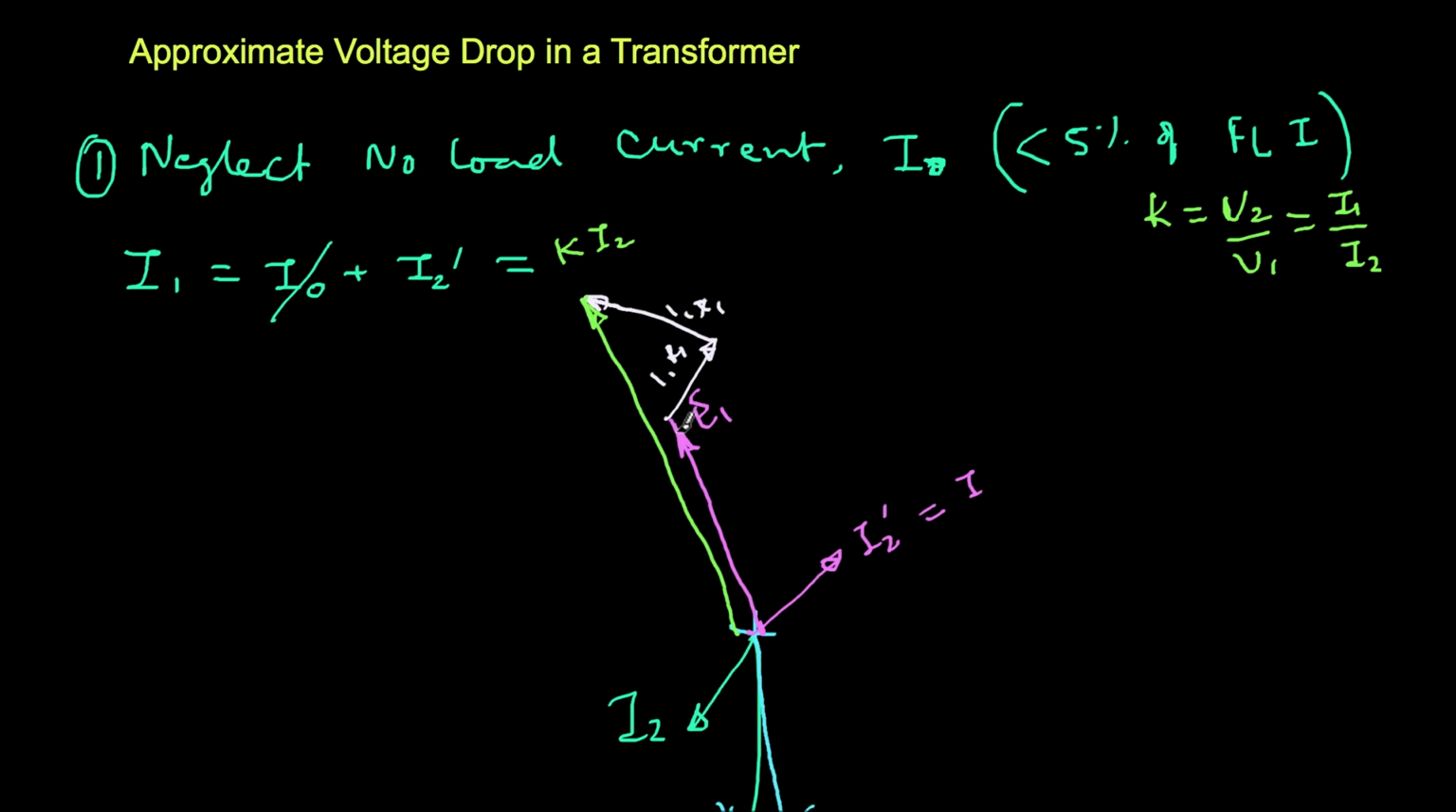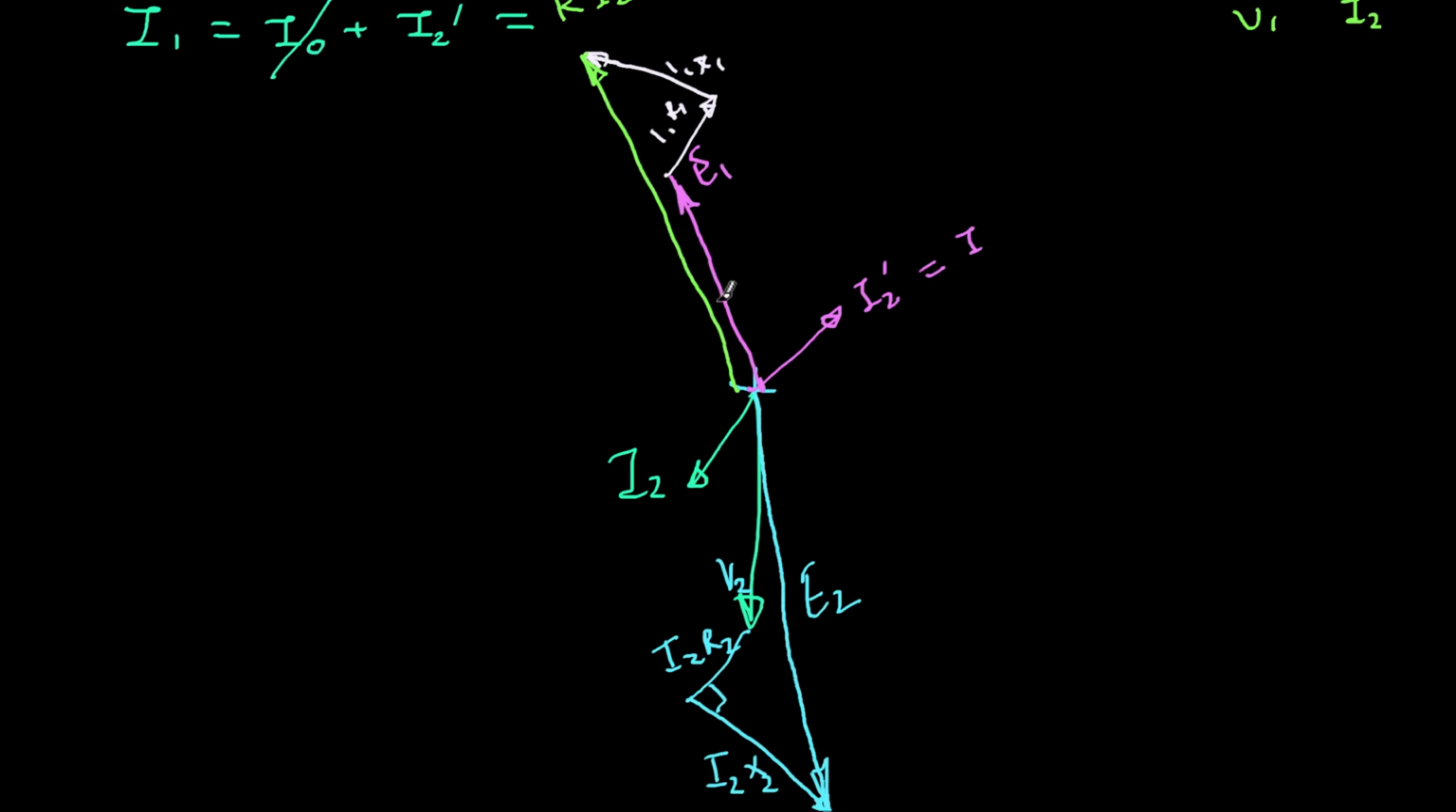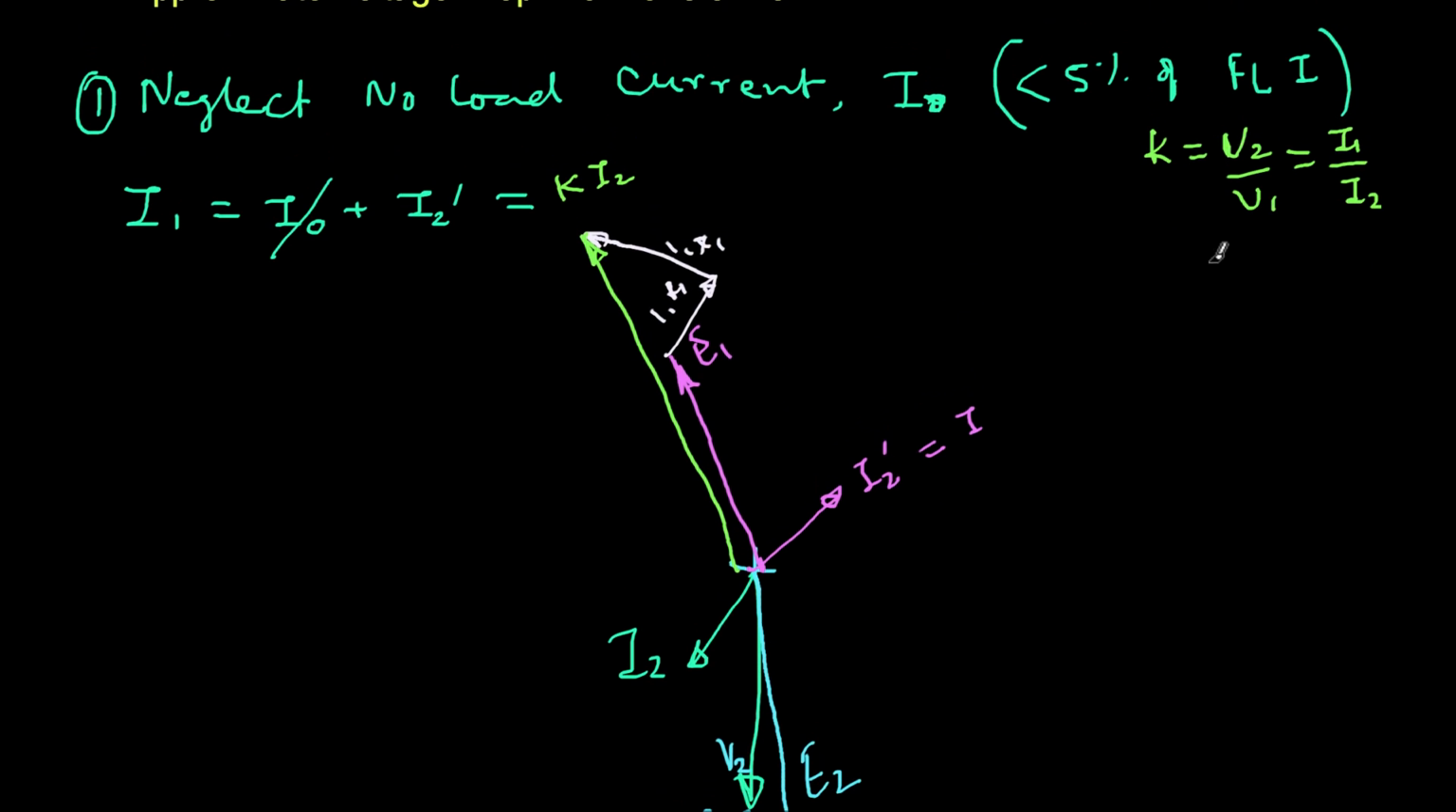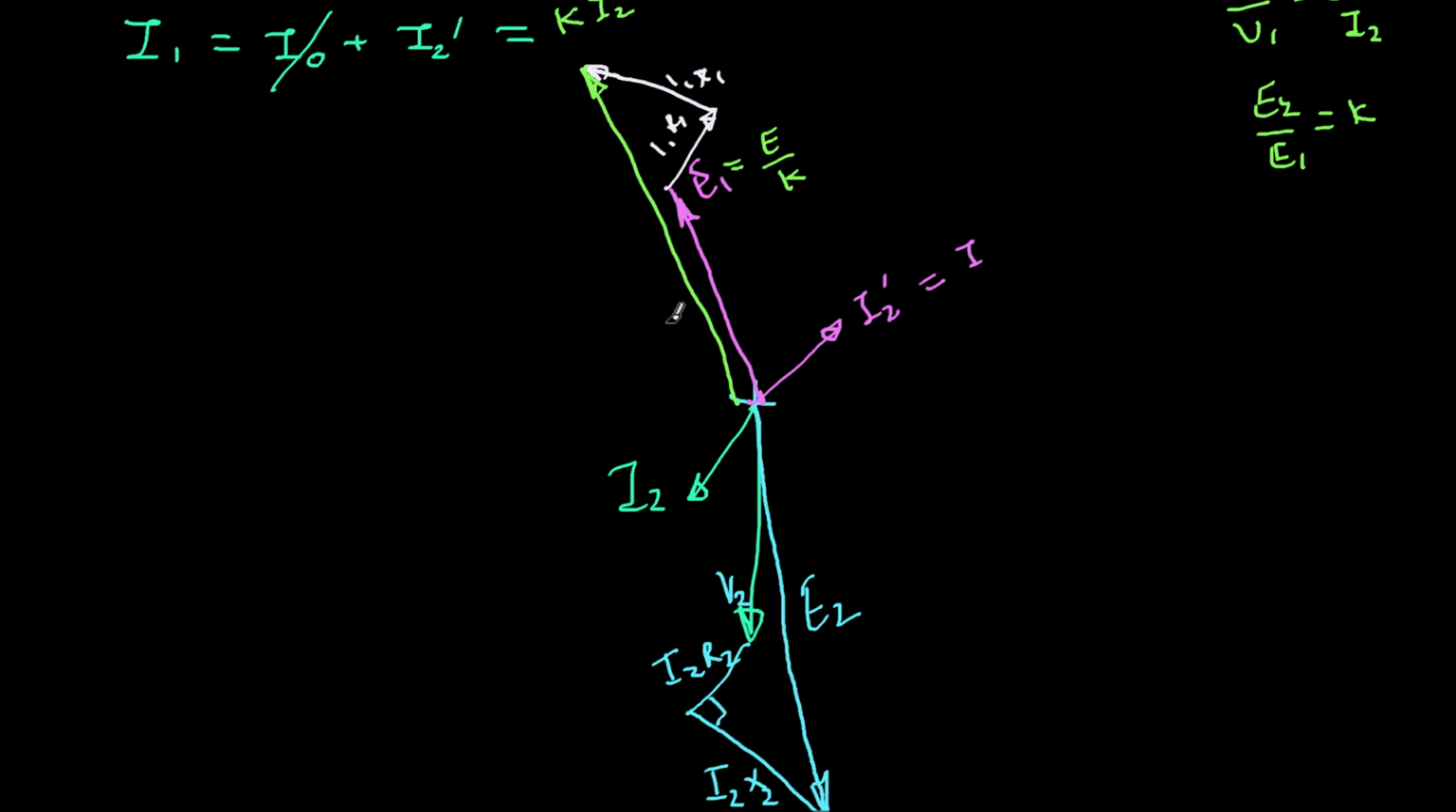Now what about the voltages? Now I want to transfer the voltage. What is the relation between E1 and E2? Again, for simplifying assumptions, I'll take E2 by E1 is equal to K. So E1 will be E2 by K, which is nothing but E2 divided by K. Therefore, whenever the voltages are going from the secondary side to the primary side, it is divided by K.